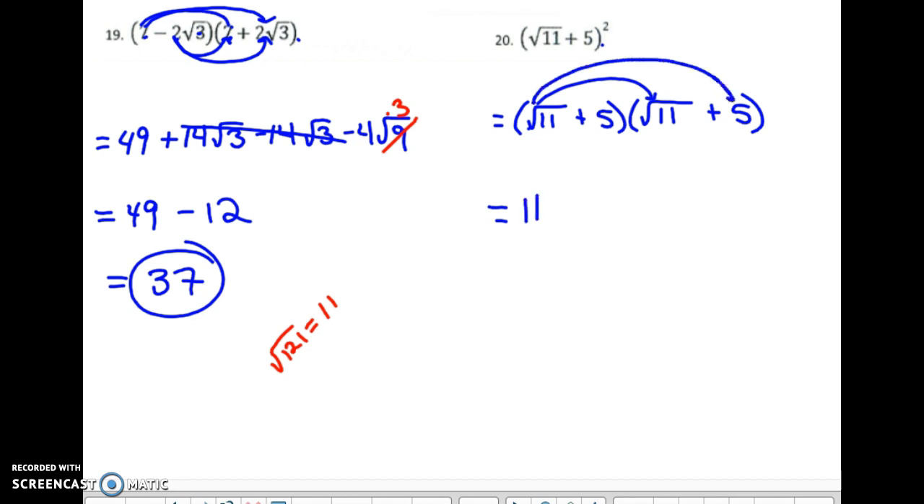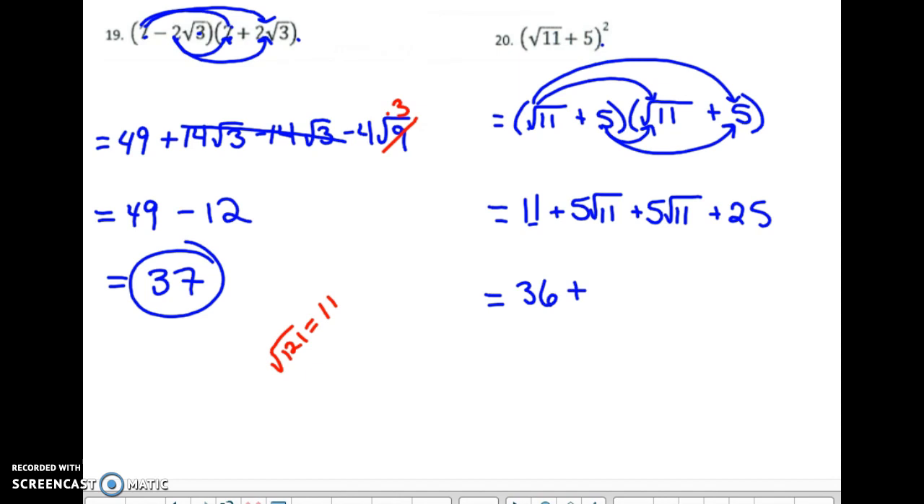Square root of 11 times 5, well, the 5 would be out front, and the 11 would be in the square root sign. And then distribute the second 5. 5 times square root 11 is another 5 root 11. 5 times 5 is 25. So when we put our like terms together, 11 plus 25 is 36. And because both of our square roots have 11 underneath them, we can add them. You keep the 11, add the front numbers. 5 plus 5 is 10.